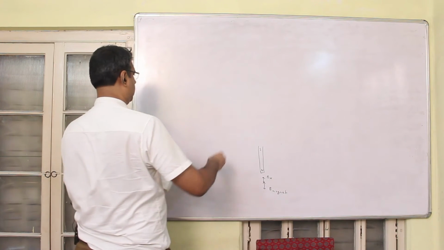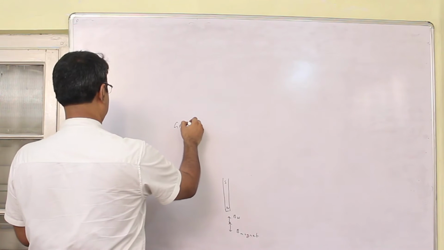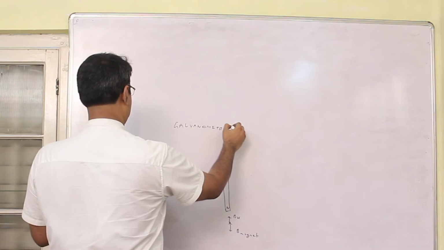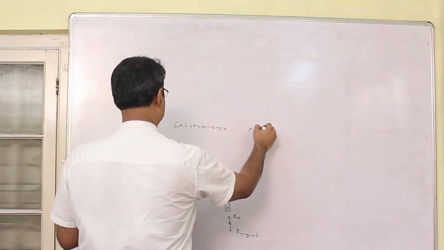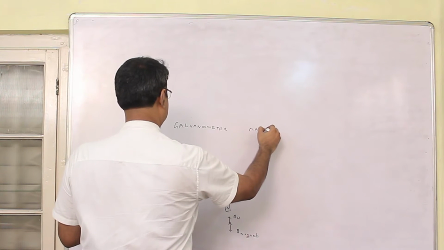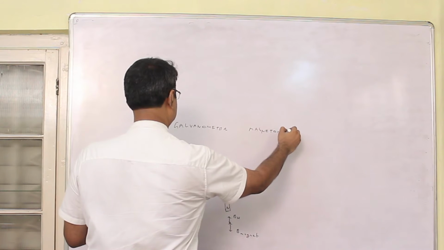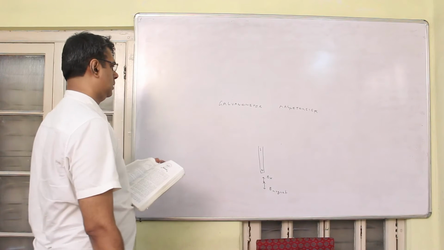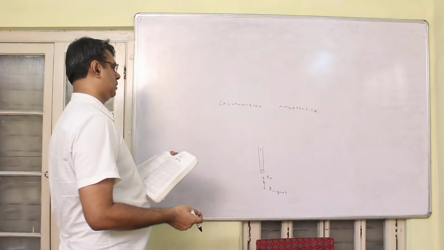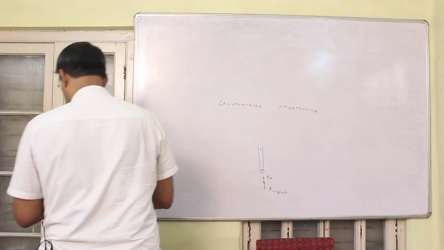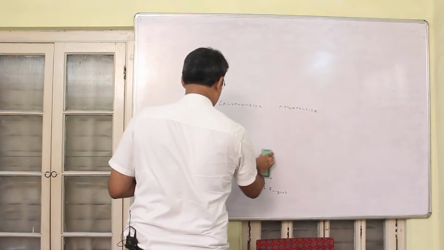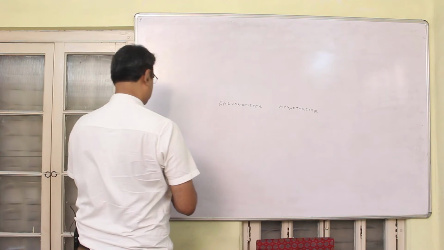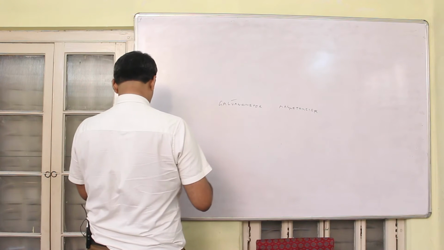Now, in this particular session, we will be focusing on 2 instruments. One is galvanometer and the other is magnetometer. Galvanometer detects the flow of current and magnetometer helps us to find the magnetic moment of a permanent magnet. So first let us discuss galvanometer.